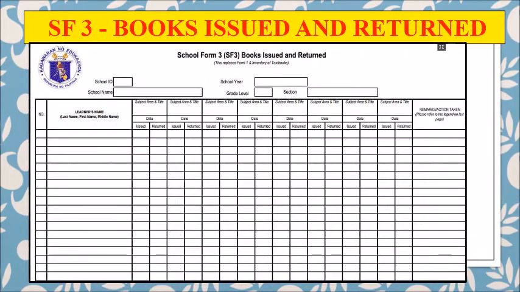SF3, or Books Issued and Returned. Description: it's the list of books, by title, issued to or returned by learners, to be prepared by the class advisor. Mode of preparation is generated partially from Learner Information System, or LIS, and manual, at the beginning of the school year and end of school year.